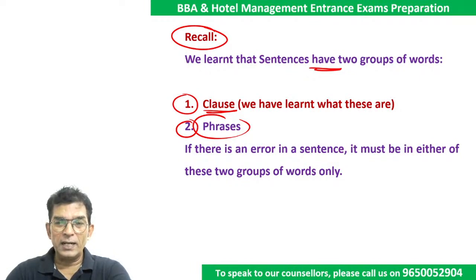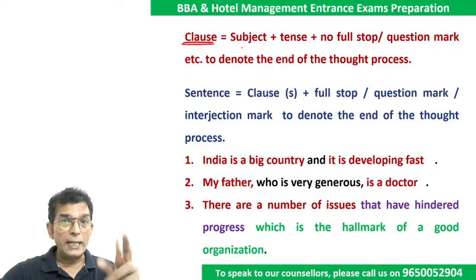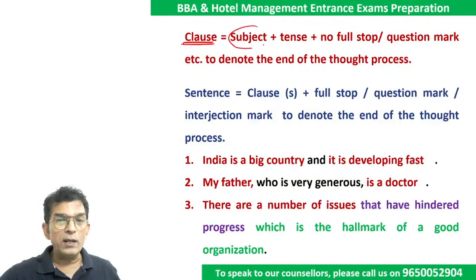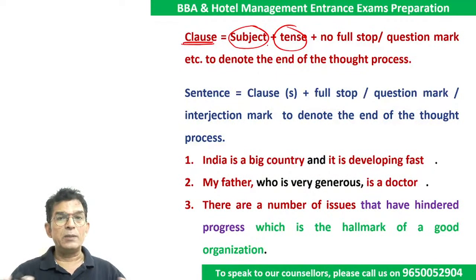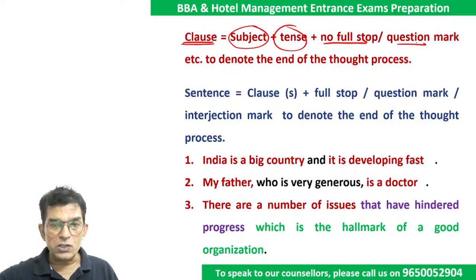Okay. So let us come to the concept of what a clause was. Recall that. What was a clause? A clause is nothing but when at least two words join. That is, one word is the subject and another word is the tense. Whether the meaning is complete or not complete. When the subject and tense come together and there is no full stop or question mark, etc., to denote the end of the thought process.